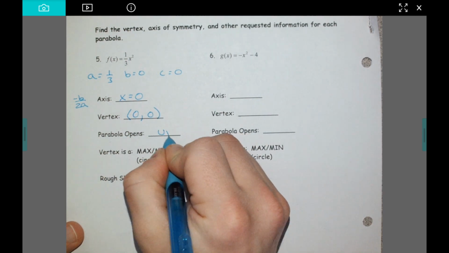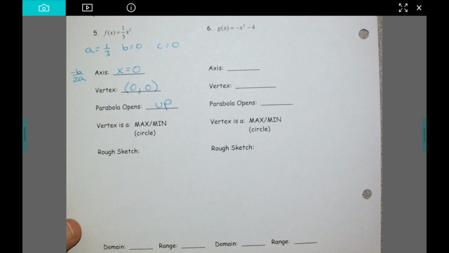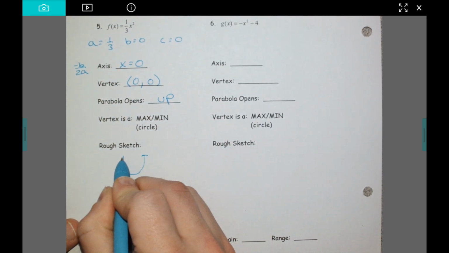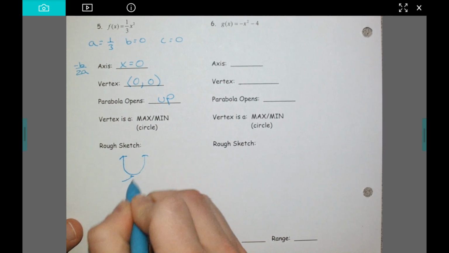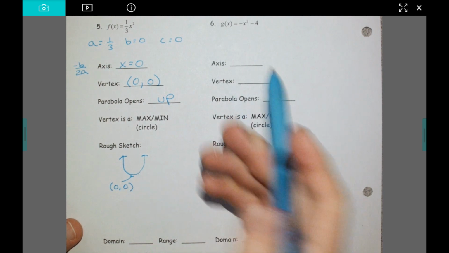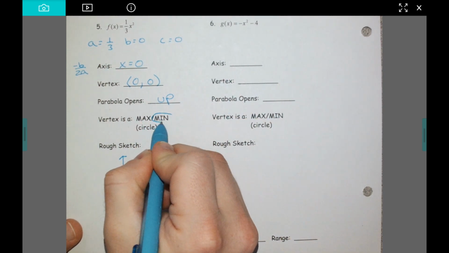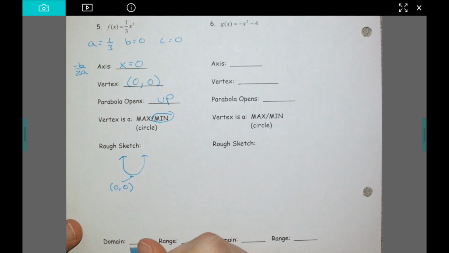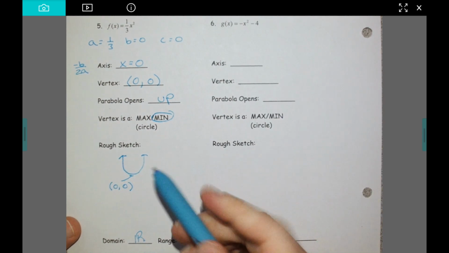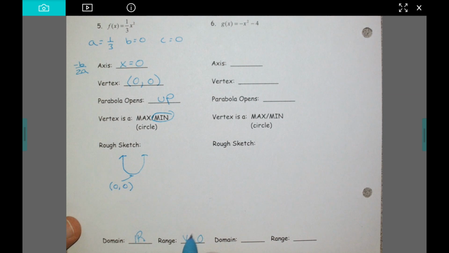Parabola opens up. Personally, before I answer max or min, I'm going to go ahead and make a rough sketch. So since it's opening up, we're going to have our vertex be (0, 0). My vertex is the low point, so that makes it a min. And then domain and range. For all of these, your domain is all real numbers. And then my range, we have y values with 0. And since we're going up, it's every y value greater than or equal to 0. Okay, so that's number 5.